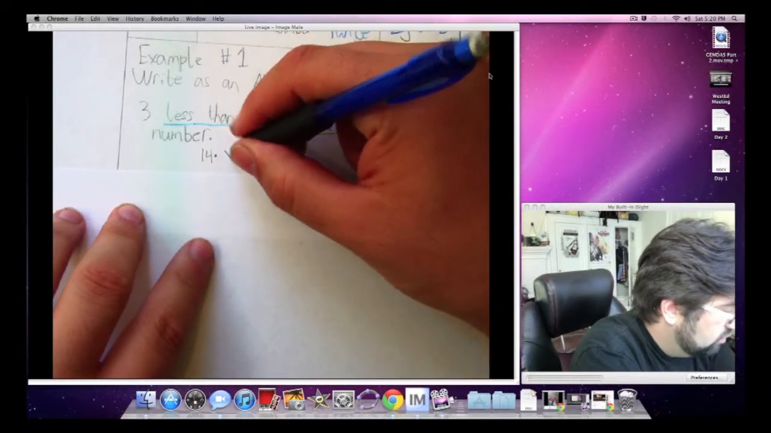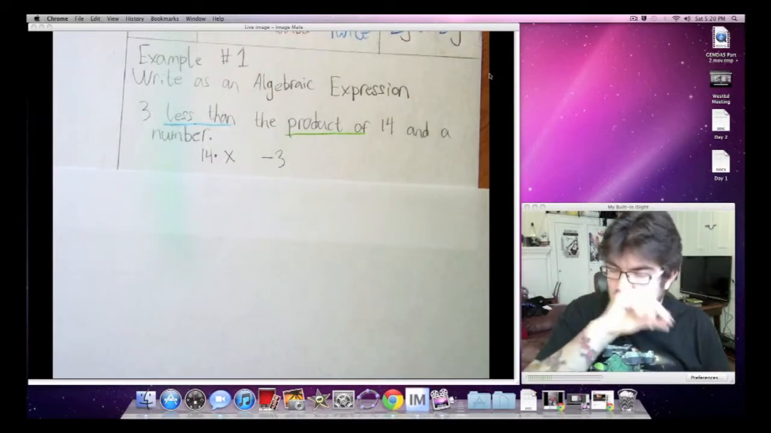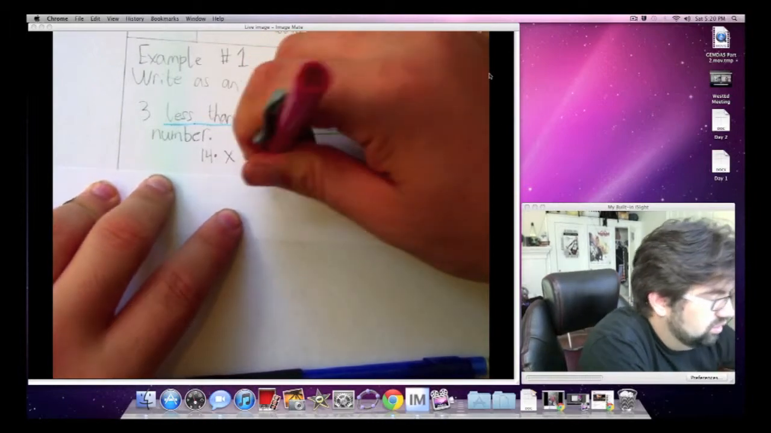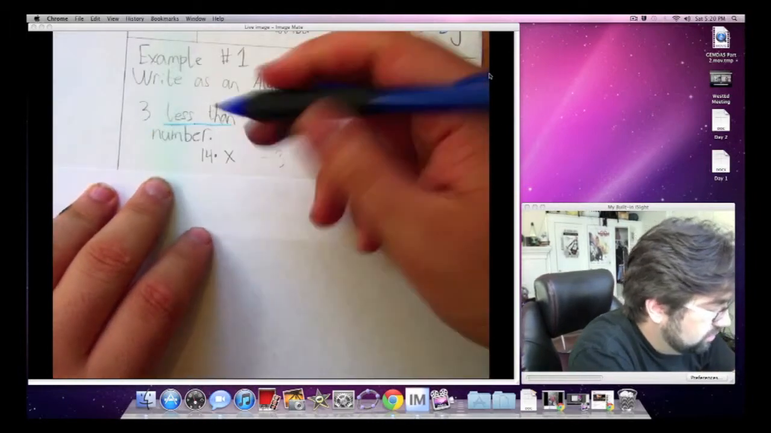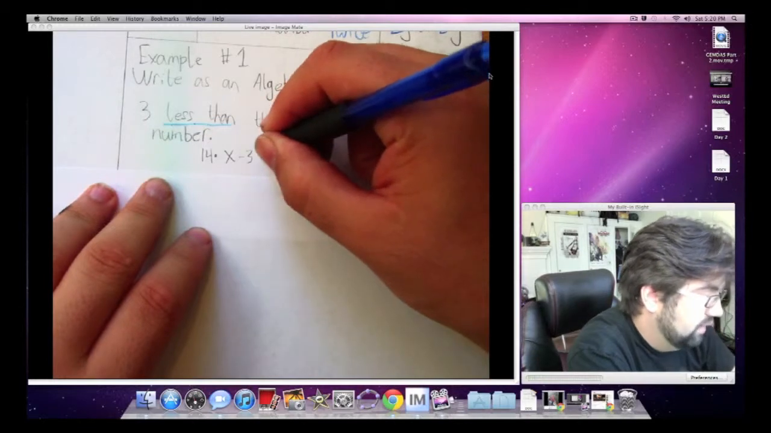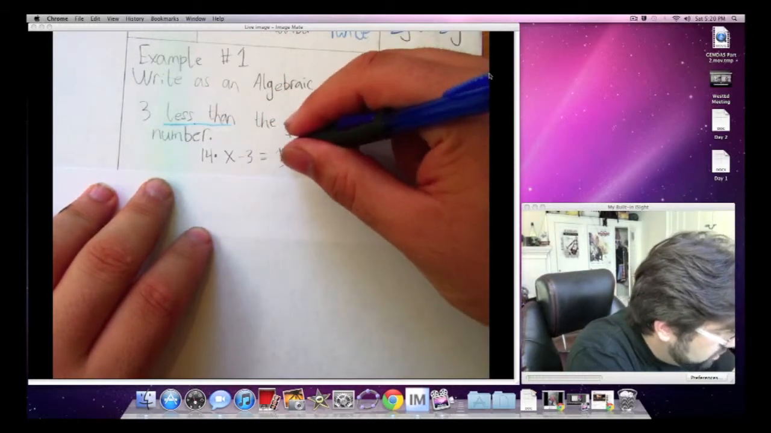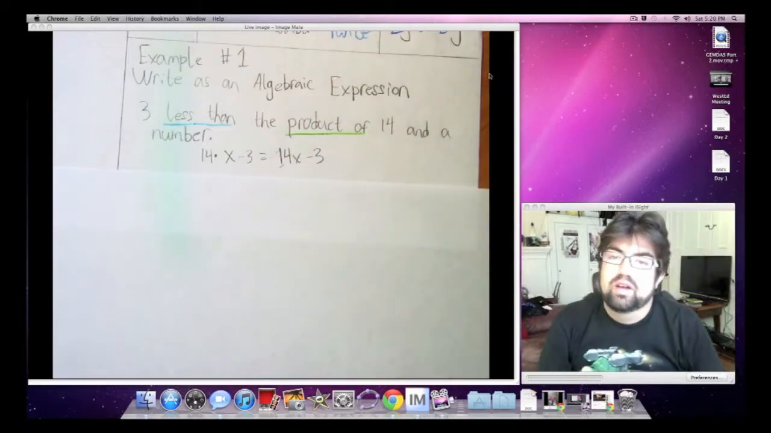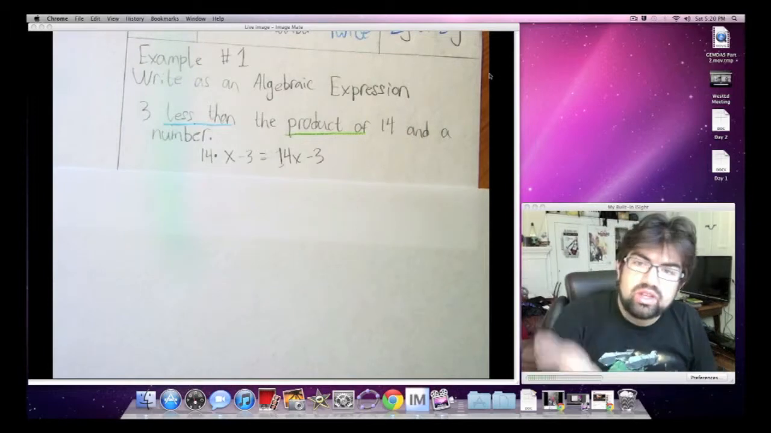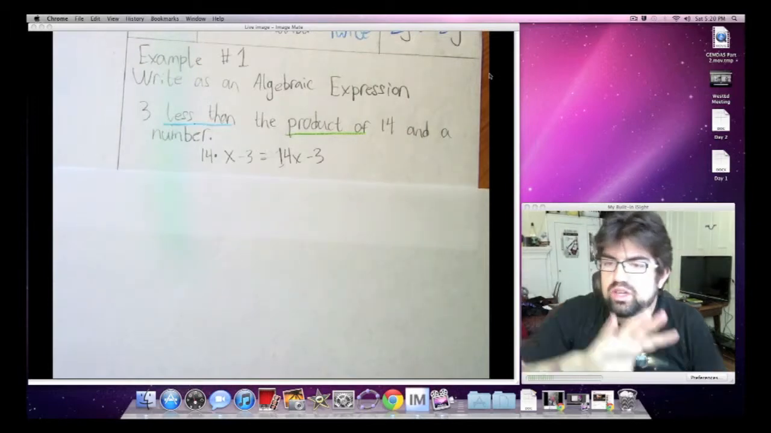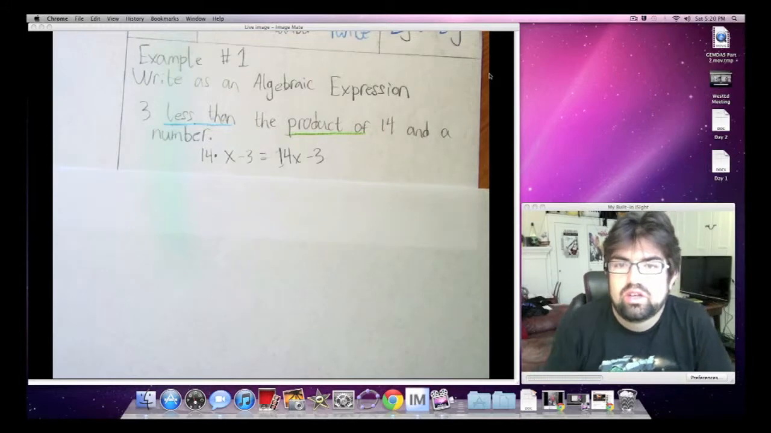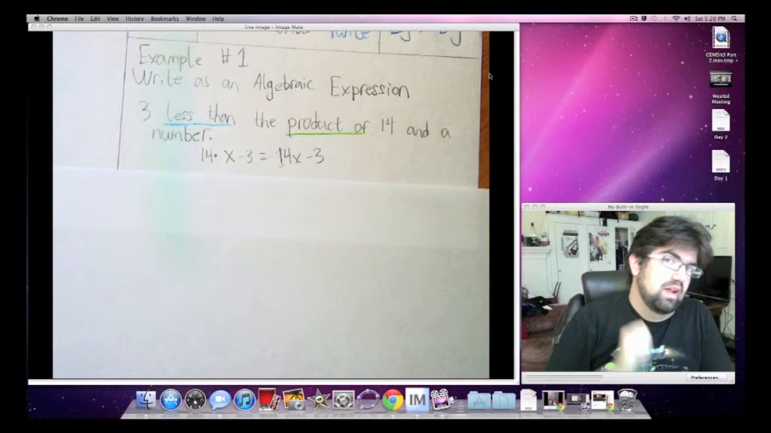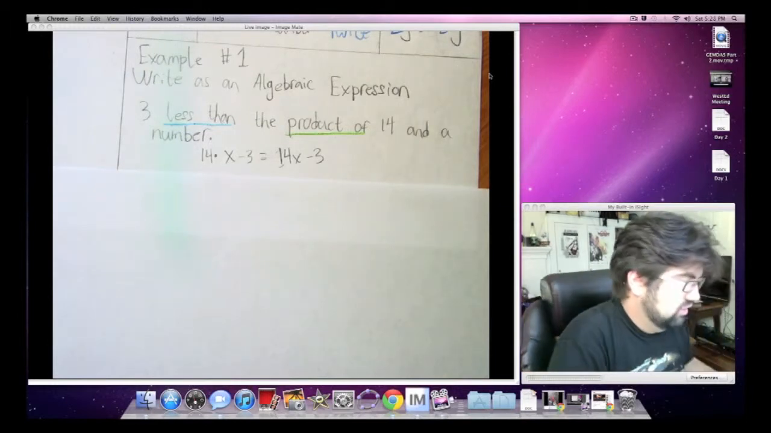Let's choose x. So one way of writing this, and I know I wrote those pretty spaced apart, is 14x minus 3. I could also write this without the dot, 14x minus 3 would also be fine. But because it's 3 less than, I wrote that first. Minus 3, and the product stuff is going to be in the front, because the product is 14 and a number, and 3 is being taken away from that. So, okay, that's the first one.